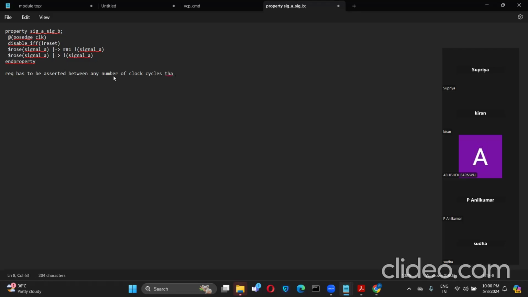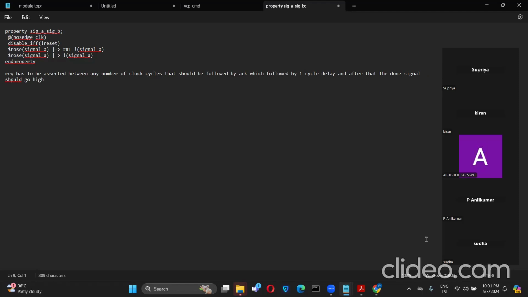That should be followed by an acknowledgement signal. Means after this happens, the acknowledgement should go high. And that should be followed by one cycle delay. And after that, the done signal should go high. Like this, you can write.